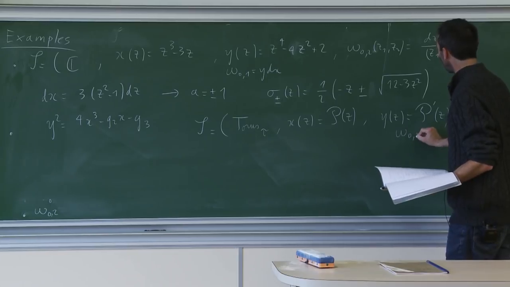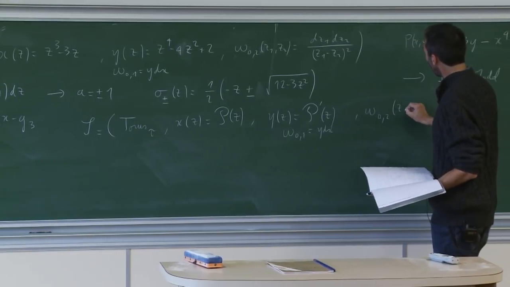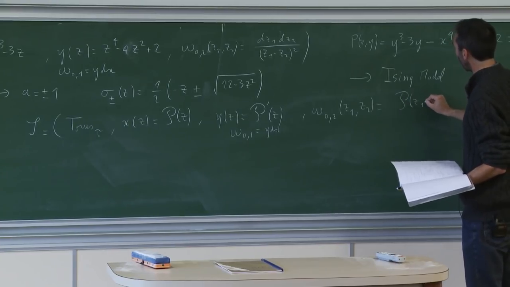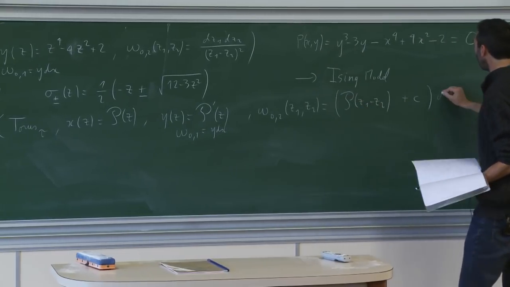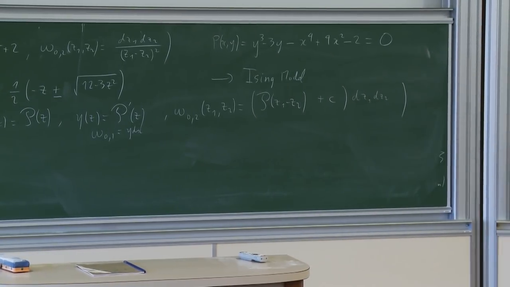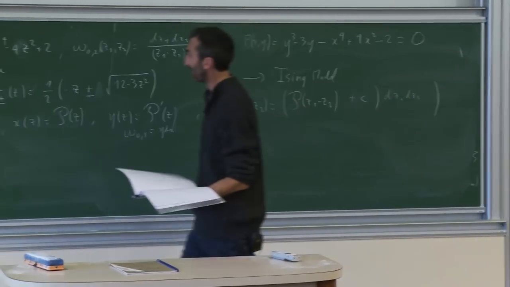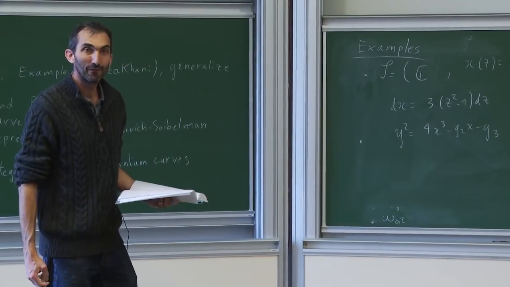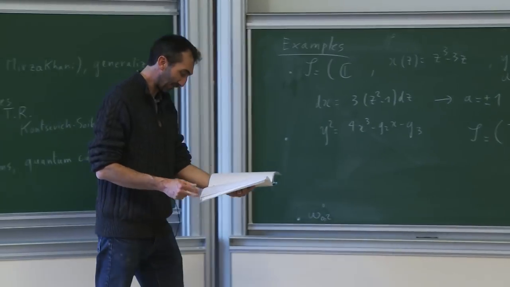Omega 0 1 is, as usual, y dx. And for omega 0 2 of z1, z2, you want something that has a double pole on the diagonal. So let's take the Weierstrass function of z1 minus z2. It has a double pole. You can add any constant to it, times dz1 dz2. This curve is very useful and is related to Seiberg-Witten, SU(2) I think. You're calling it a Seiberg-Witten curve? Yes, more or less, it's the Seiberg-Witten curve.